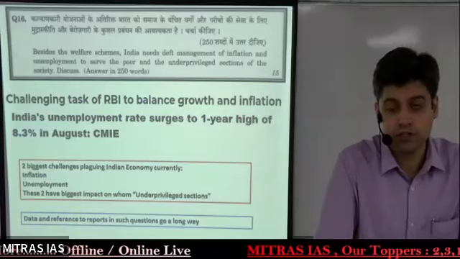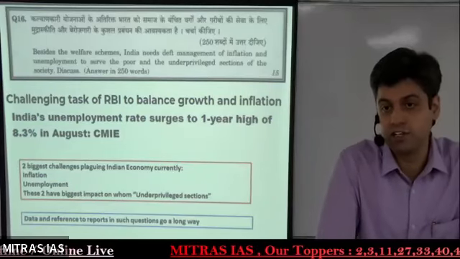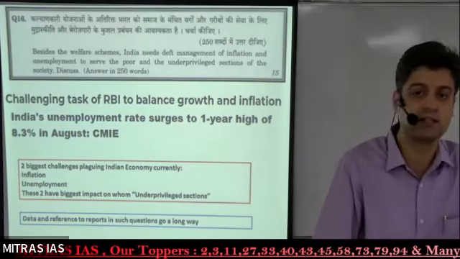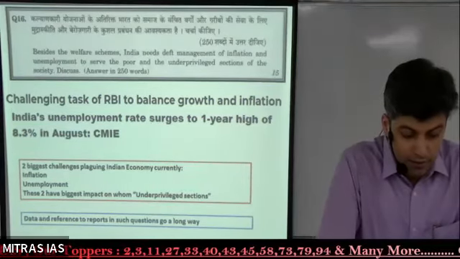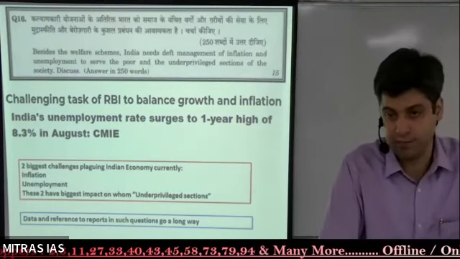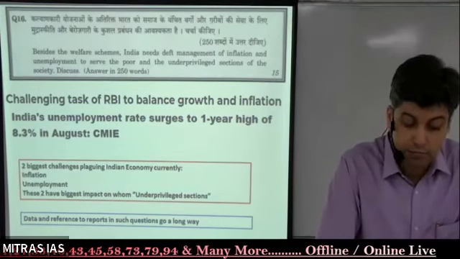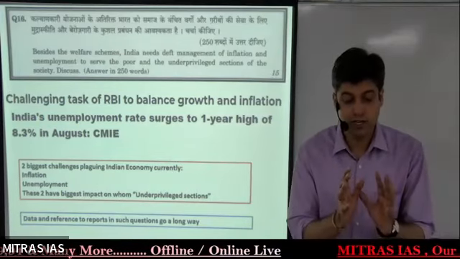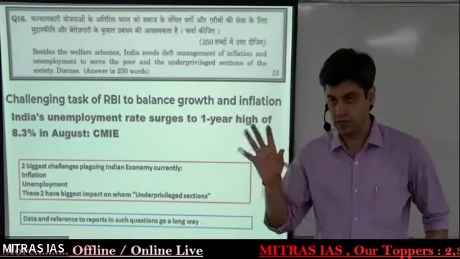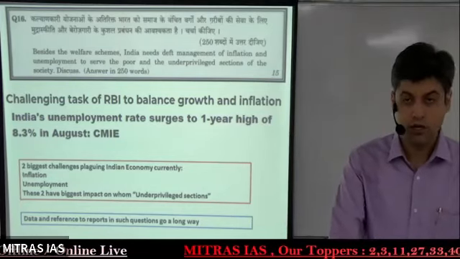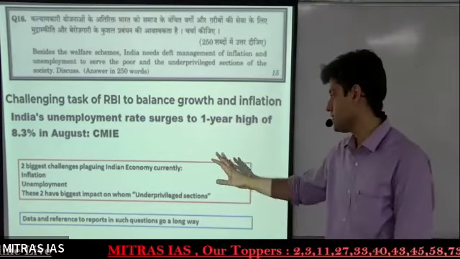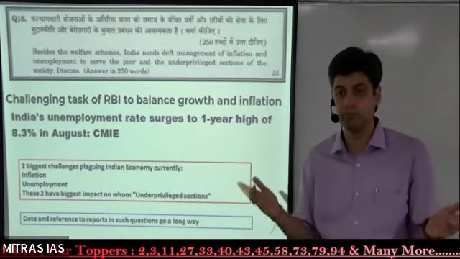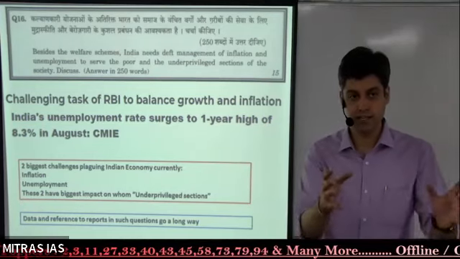And global inflation is also high. So these are right in front of you every single day: inflation, CPI, WPI, the MPC discussing this and that. They're telling you that besides welfare schemes, deft management is required, because it affects the underprivileged sections of society most. Here, I've made two biggest challenges plaguing the Indian economy: inflation and unemployment. These two have the biggest impact on whom? Underprivileged sections, right?